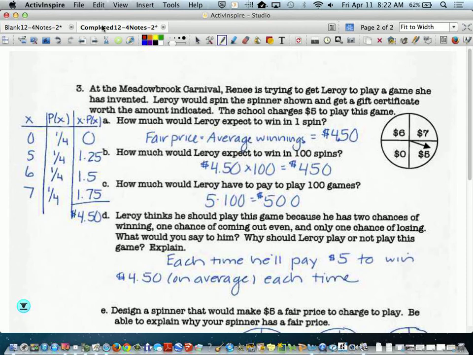So if we can get Leroy to spin it 100 times, we expect to win $50 off of him. And how much does he have to spend to play those 100 games? You know, $500. So that's a pretty good deal.